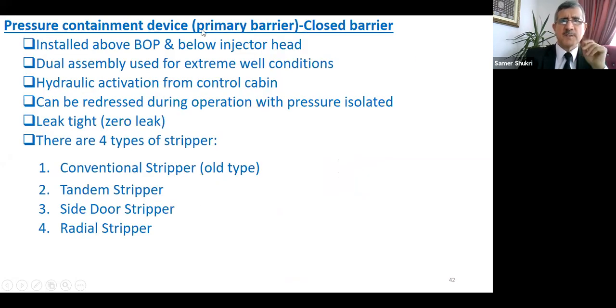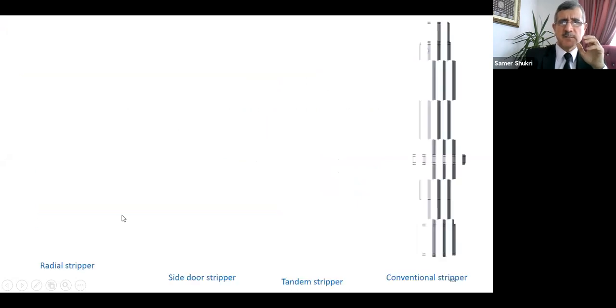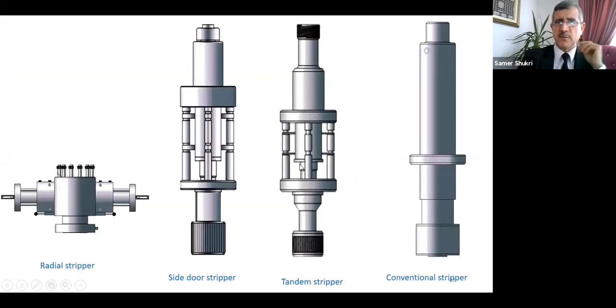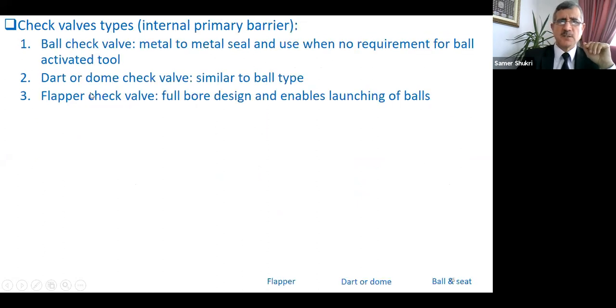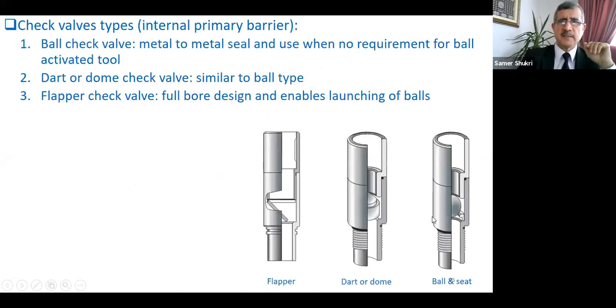We have a pressure containment. We will talk about the primary barrier and the types of it. We have 4 types. We have also the BHA. What is it consisting of? These parts. Also internal barrier, the main types of the check valve.